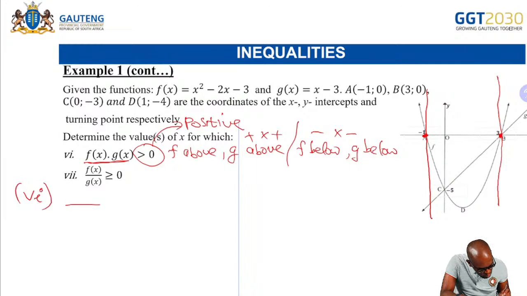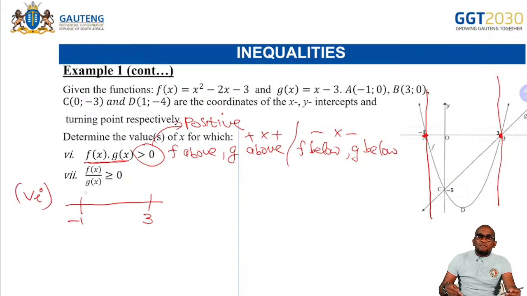Now I am going to do the same thing here and say my critical values would be -1 and 3. Those would be my critical values because that's where I drew my vertical lines. Now I am going to put signs on my graph. I will put a positive sign on the graph when it's above the x-axis, and a negative sign when it's below the x-axis.